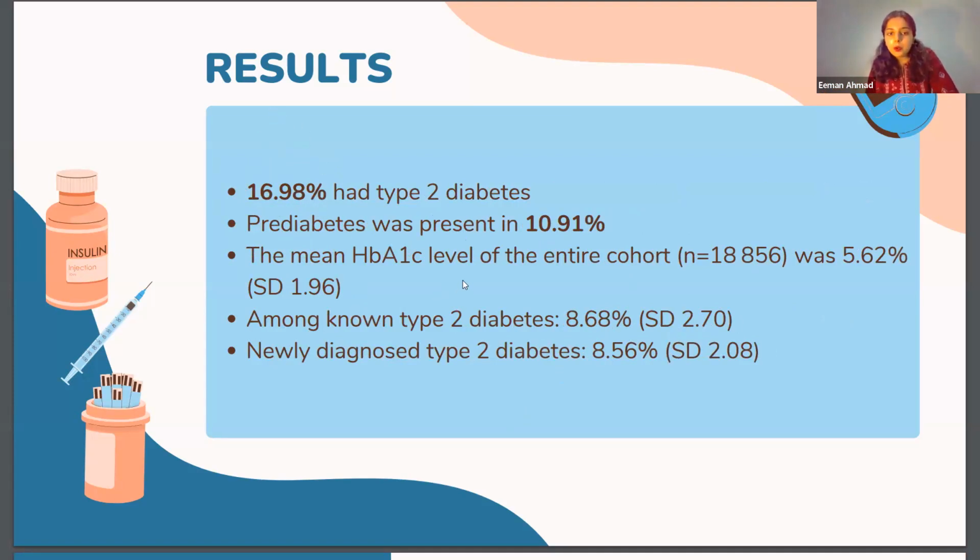The mean HbA1c level of the entire cohort, so that means all of the participants, not just the ones who had diabetes, but everyone who was tested in this study, was 5.62. And among known type 2 diabetes, so people who already had type 2 diabetes and knew they had it, it was 8.68. And the mean value for those who were newly diagnosed in this survey was 8.56.